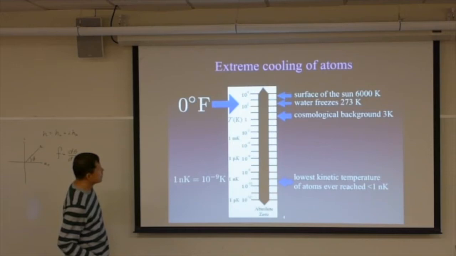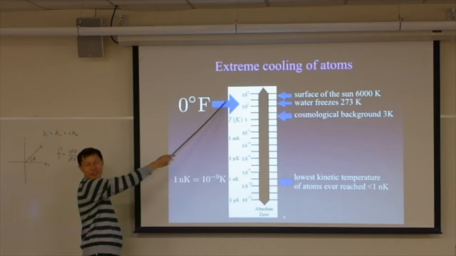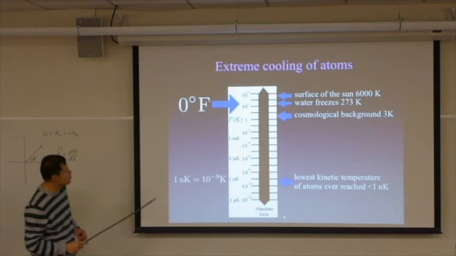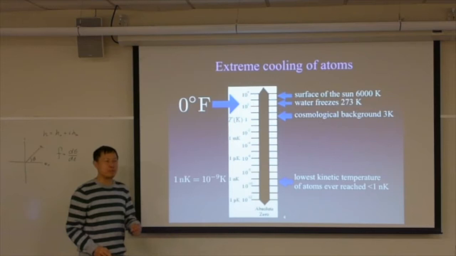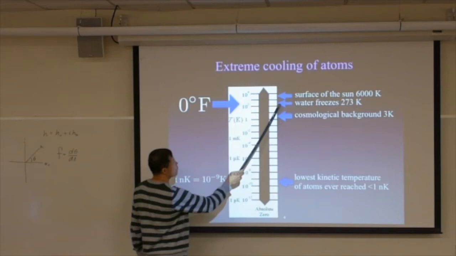So, this is 0 degrees Fahrenheit. Okay? It's considered quite cold for human beings. But it's still very, very warm from a physical point of view. So, this is a logarithmic scale of the absolute temperature. Okay? So, on the logarithmic scale, things that differ by only a factor of 2 would be quite close. So this is the temperature at which the water freezes, ice forms at atmospheric pressure.